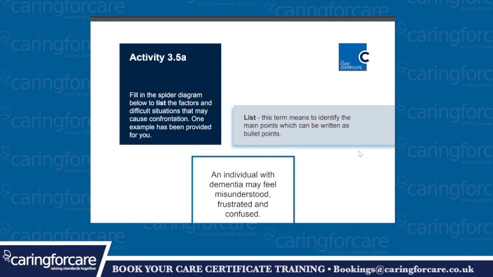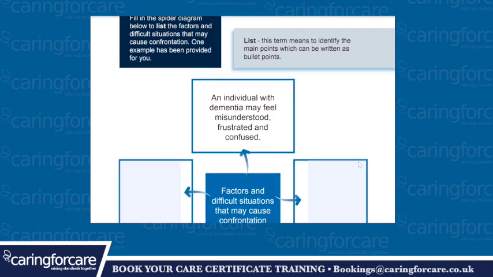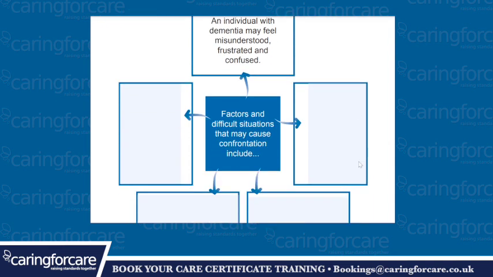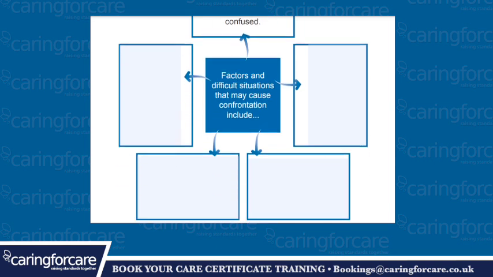Activity 3.5a. Fill in the spider diagram below to list the factors and difficult situations that may cause confrontation. One example has been provided for you. List can be written as bullet points. An individual with dementia may feel misunderstood, frustrated and confused. Factors and difficult situations may cause confrontation include. Consider what examples you can put in these four boxes within your place of work.